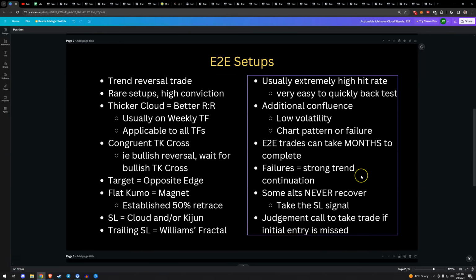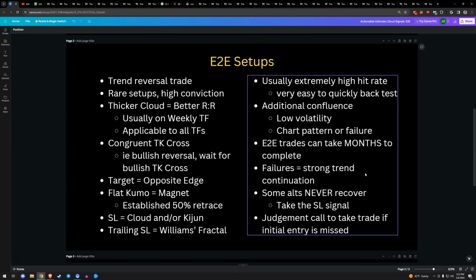Failures on the initial entry or quick failures of these trades almost always lead to strong trend continuation. I'll talk about that with Bitcoin. We saw it in 2022. We saw it in 2017 with Bitcoin. We may see it with some of these alts where you get kind of this head fake, Lucy pulling the football away from you type deal, where it looks like the trade triggered successfully and then it falls out of the cloud, or you get a bearish TK recross below the cloud, something like that.